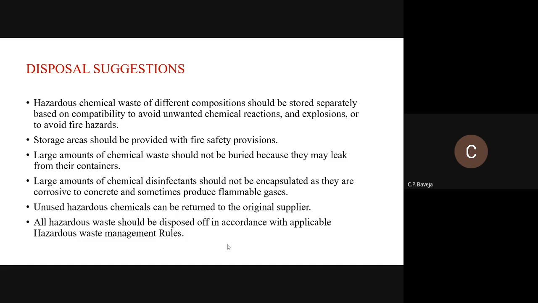Disposal suggestions. Now next is how to dispose of hazardous chemical waste. Hazardous chemical waste of different composition should be stored separately, based on compatibility, to avoid unwanted chemical reactions. So two chemicals should not react with each other, and there should be no explosion or fire hazards. And the storage area should be provided with fire safety provisions, because if fire occurs, then fire safety provision should be there.